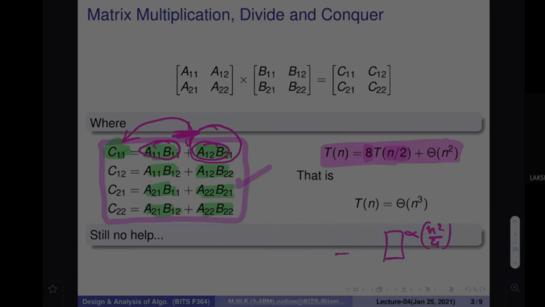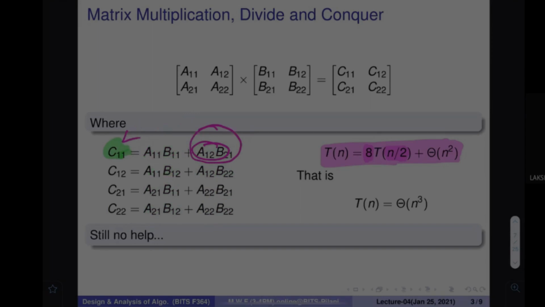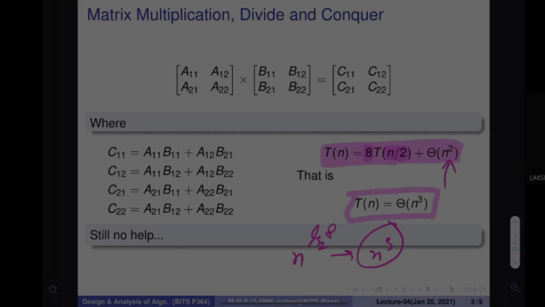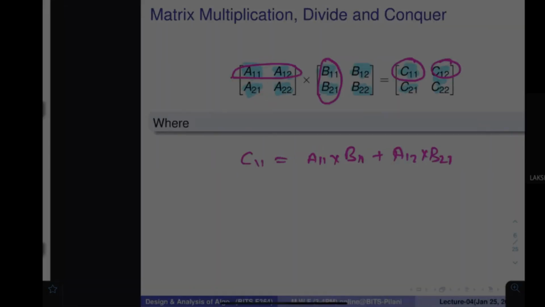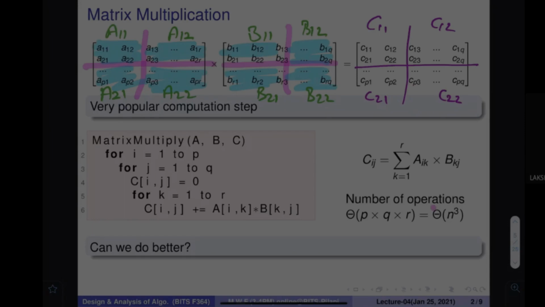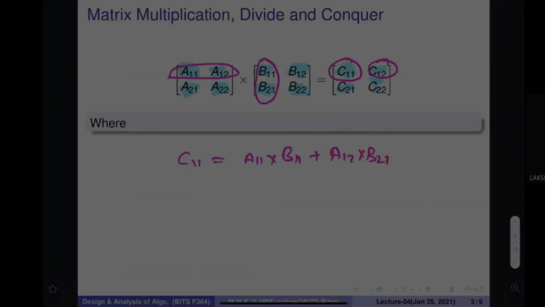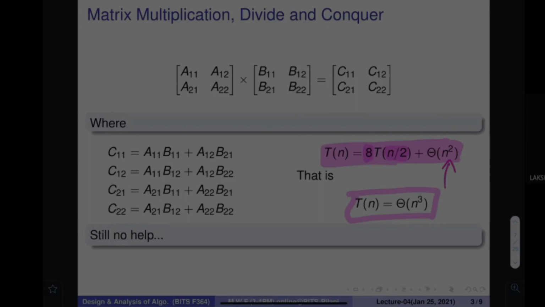If this is the recurrence relation that I have, then what is the solution? Again, you can apply the master method. It is n to the power log 8 to the base 2, which is n to the power 3, and n to the power 3 is polynomially greater than n to the power 2. So very easily we can find that T(n) is theta of n cube. Make sense? Earlier it was also order of n cube, now also order of n cube. So no improvement. We have gone to the divide and conquer regime, but it is going to take the same time.